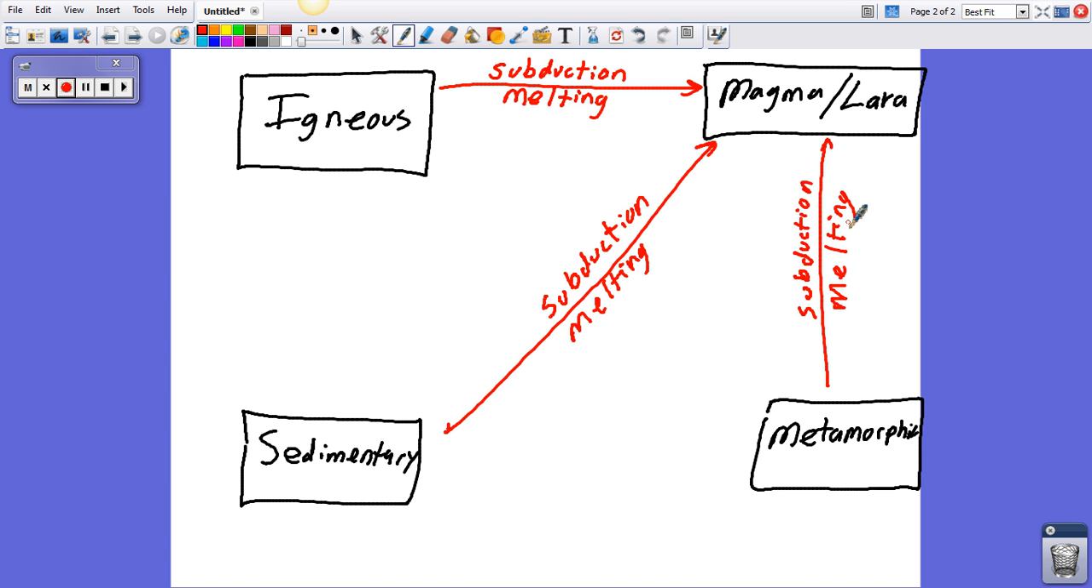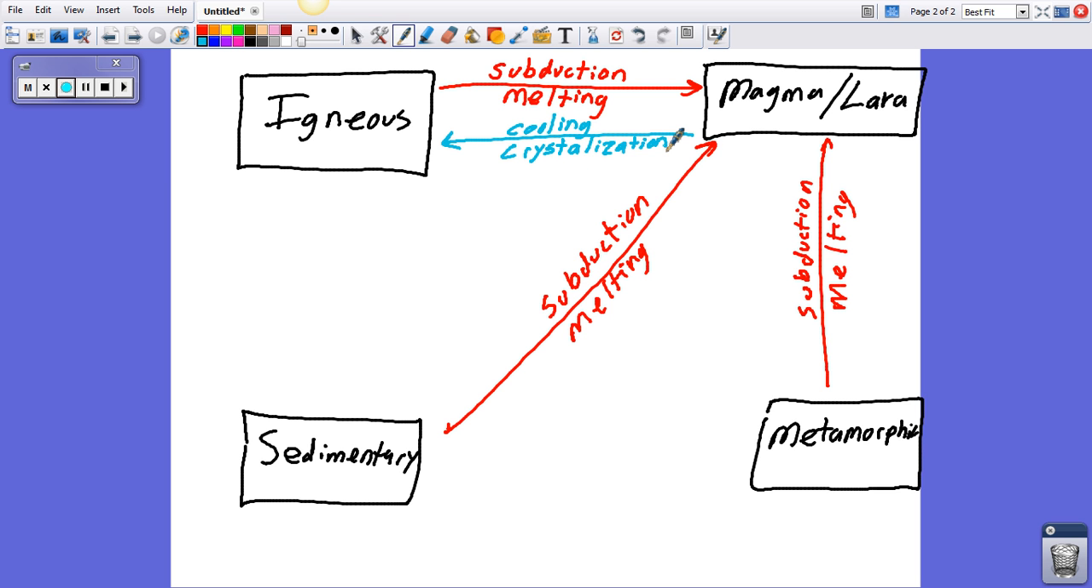When magma or lava cools, let's go with a nice blue for that, it becomes igneous rock. And that's basically the only way that we can get igneous rock. So I'm going to call this cooling and crystallization. So we're done with arrows pointing to magma and lava and pointing away from magma and lava. So let's take a look now at how things become sedimentary rock.